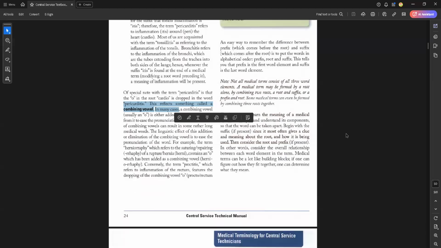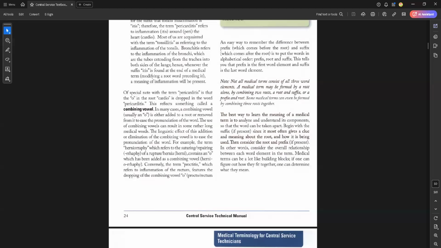All right. Let's come to the combining vowels. Let's come to what we call combining vowels. Now, pronunciation. Sometimes words are modified. And normally, if you remember your vowels in English, you have A, E, I, O, and U. Correct. These are the 5 vowels in English.